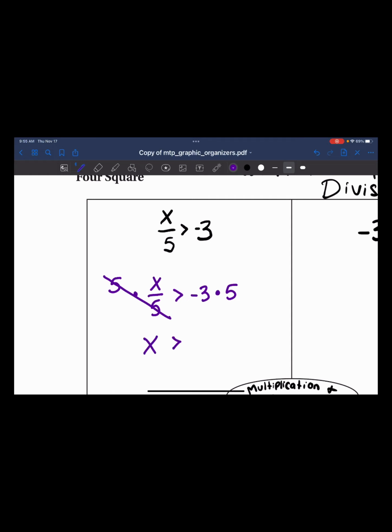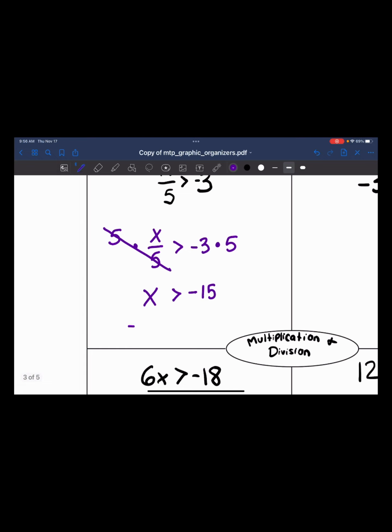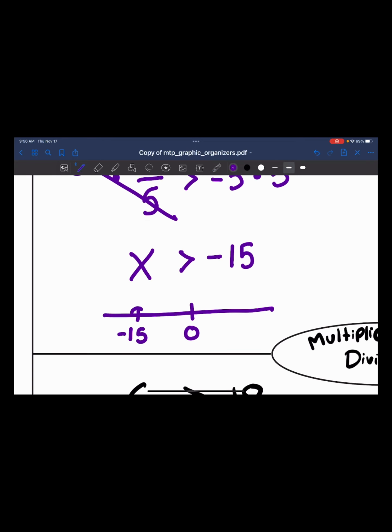Negative 3 times 5 is negative 15. We're not done yet. Now we need to graph it. I'm going to go to negative 15. I look and it is not an or equal to problem, so this is going to be an open circle. And then I read it from the variable. This says x is bigger than negative 15, which means I want to go anywhere that is bigger. So it's that way.